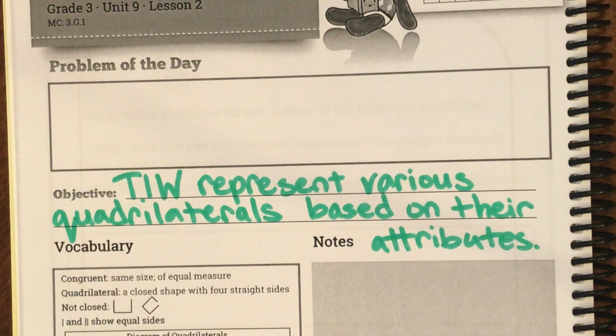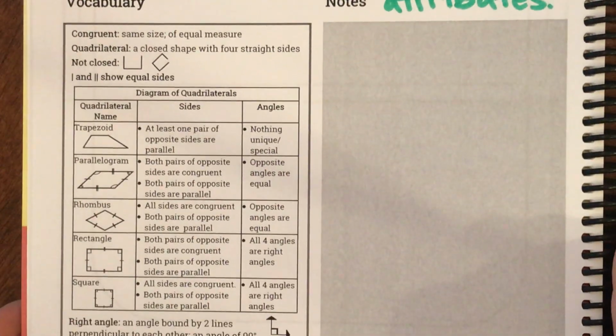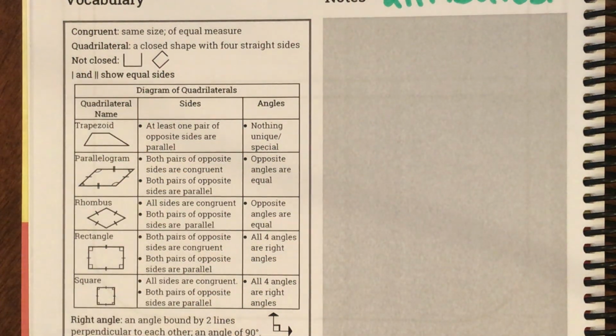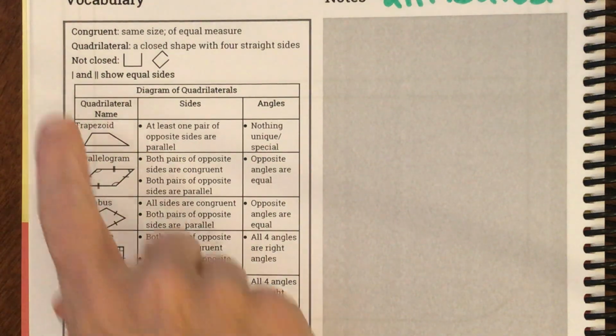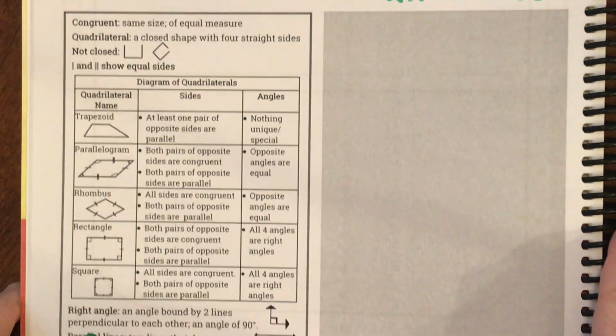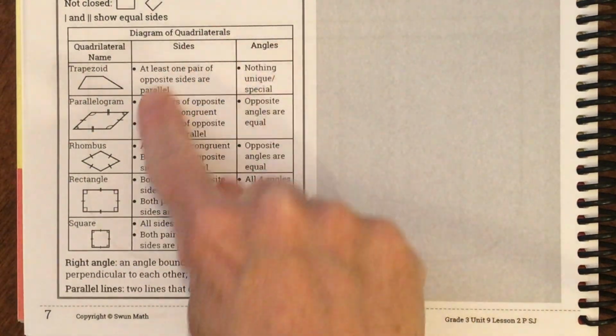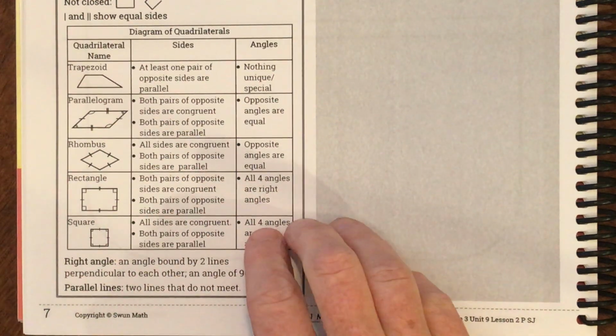Okay, so let's look at our vocabulary. They're reminding us what congruent means. It means the same size or equal measure. So it's equal, but it's not numbers, it's shapes or sizes. Then we have a quadrilateral as a closed shape with 4 straight sides. And then they give us an example of not closed. And then they show us these little symbols to show equal sides. Okay, then here's our 5 that we're learning about. And here's all the attributes. Here's all the characteristics or rules that they follow.